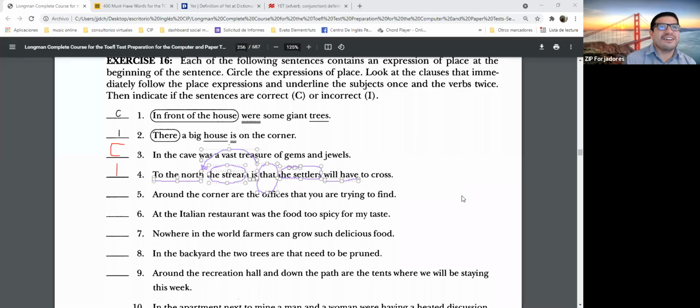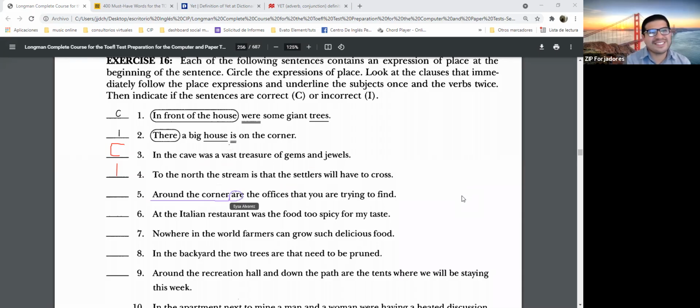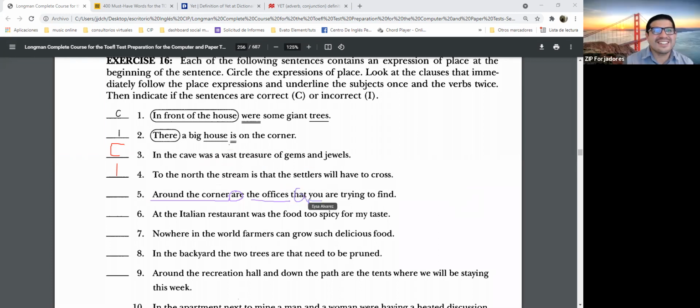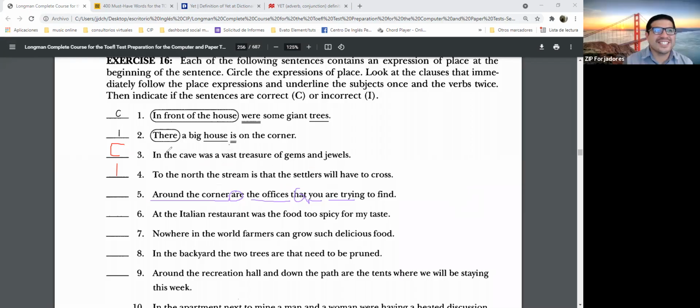Let's go with number 5. "Around the corner," here we have the preposition. Yes, very good. Then we have the action, "are the offices." Here we have the action and the subject. Okay, it's inverted. "That" is a connector. "You" is a subject, "are trying" is the action. Yep, very good. I think it's correct. Excellent, correct.